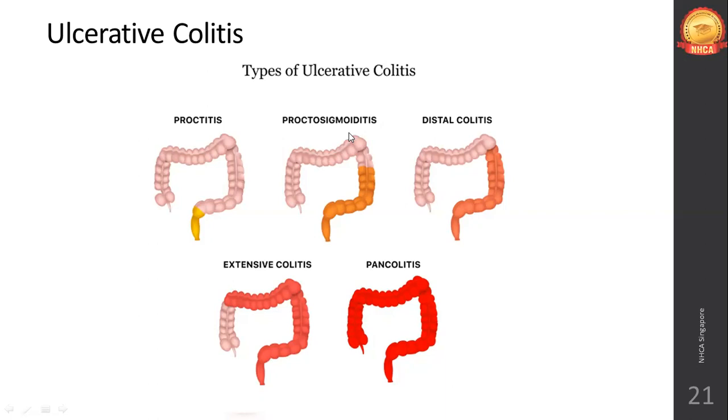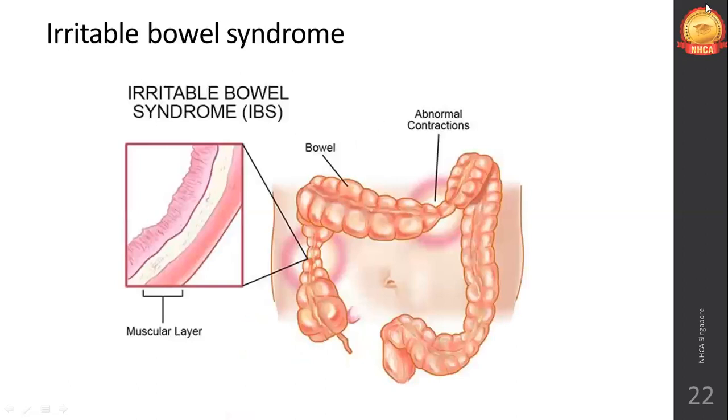Vitamin and mineral supplementation can also be required. It can be given if any deficiencies are there. MCT is a kind of oil that can also be given. Next is IBS, irritable bowel syndrome.